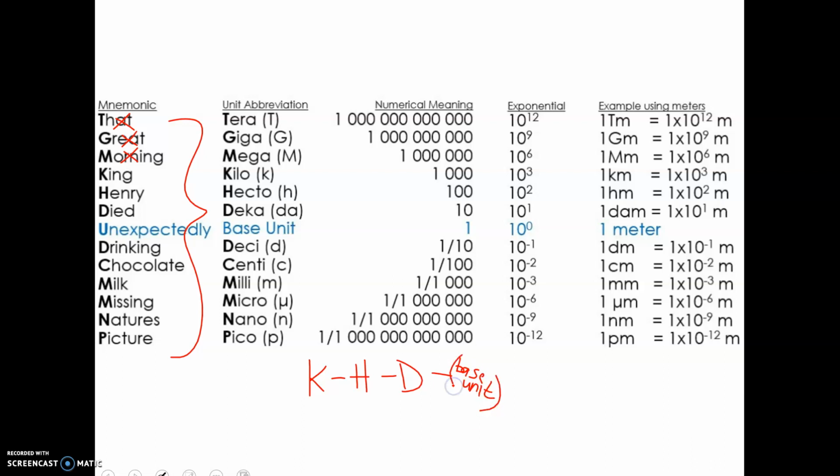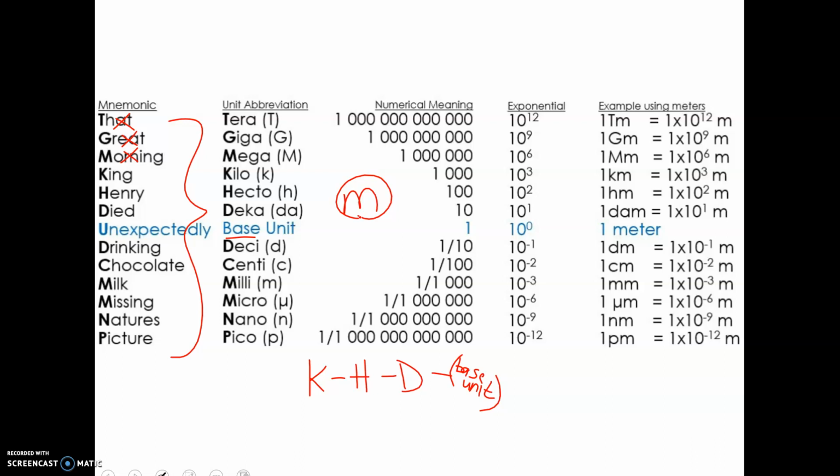Sometimes I'll say King Henry died basically. That means meter by itself. Like if you just see a single letter, just to clarify, let's say I just see M, and you're like, is that millimeter? No, that's just meter, because you have to have a base unit of some kind.